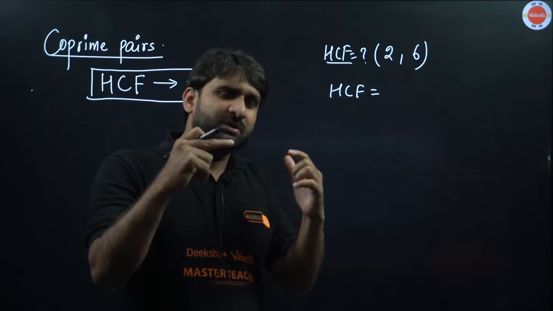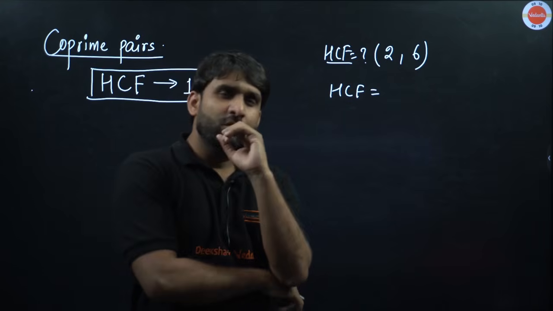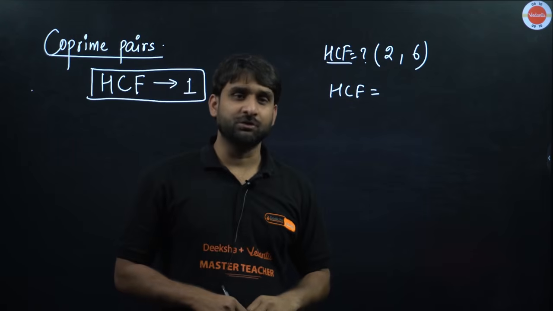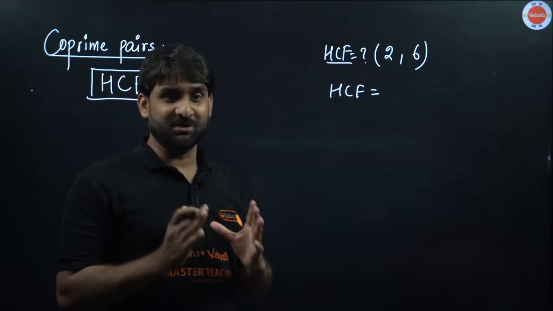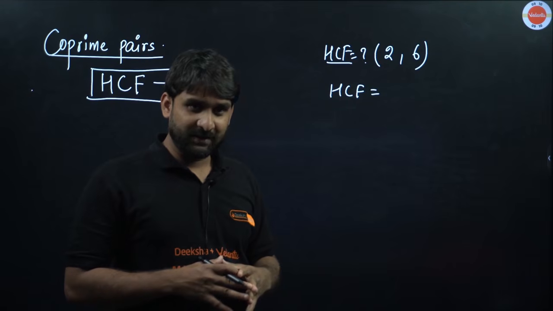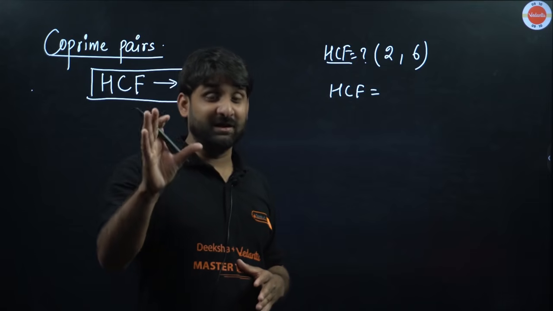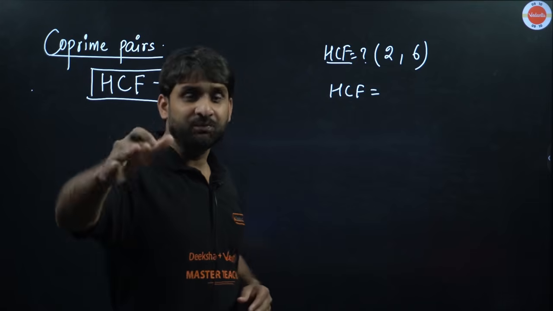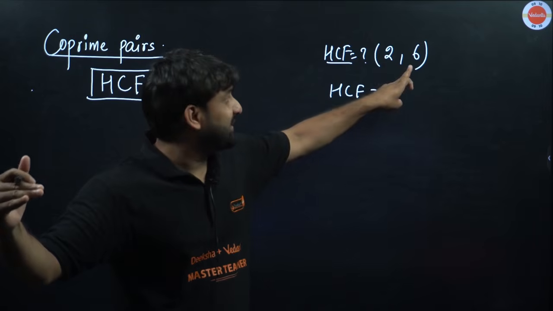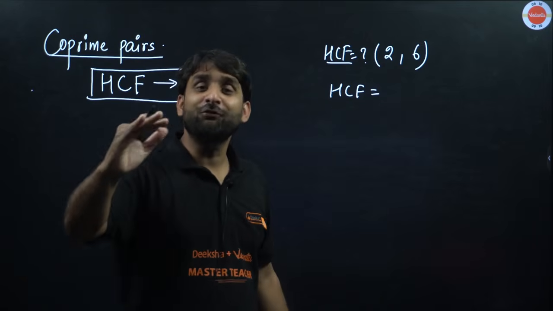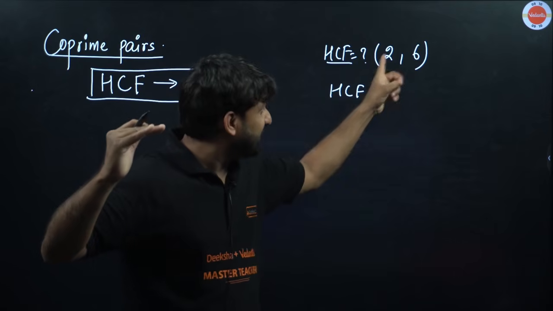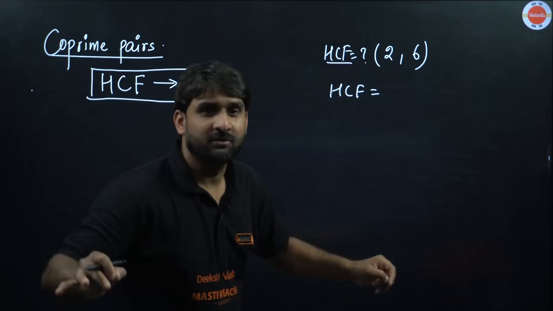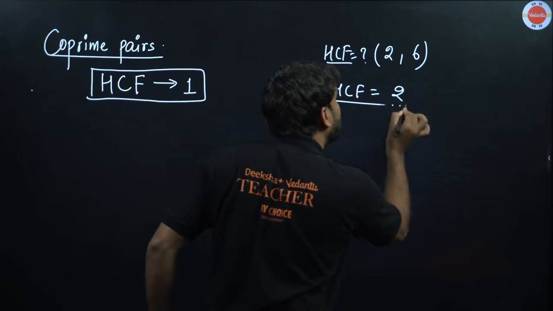Just think about this, 2 and 6. Which is the highest number which can divide both? I think 2 is the highest number which can divide both. If we take 3, it might be shuffling in your mind, sir. We can take 6, we can take 3. Just take 3. 3 can divide 6, but 3 cannot divide 2. If you take 6, 6 can divide 6, but it cannot divide 2. We want that number which can divide both. So HCF will be 2. Are you getting my point, my dear champion?